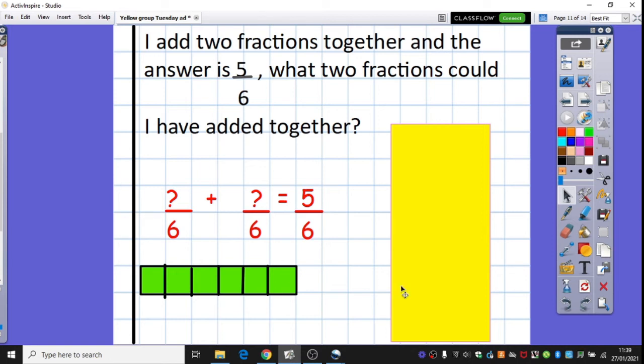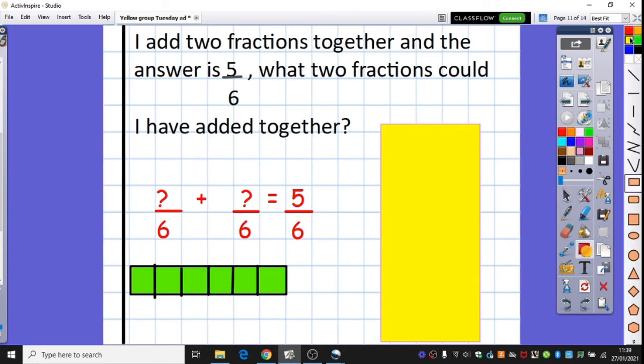So I'm going to show you an example of my idea. So I need to make sure I've got the right colours on, so that should work. So my first fraction, I'm going to say, is 2/6. So 2/6 is my first fraction, and then my second fraction, to give the answer of 5/6, is obviously going to need to be 3/6. So my suggestion might be, well, 2/6 add 3/6 makes 5/6.